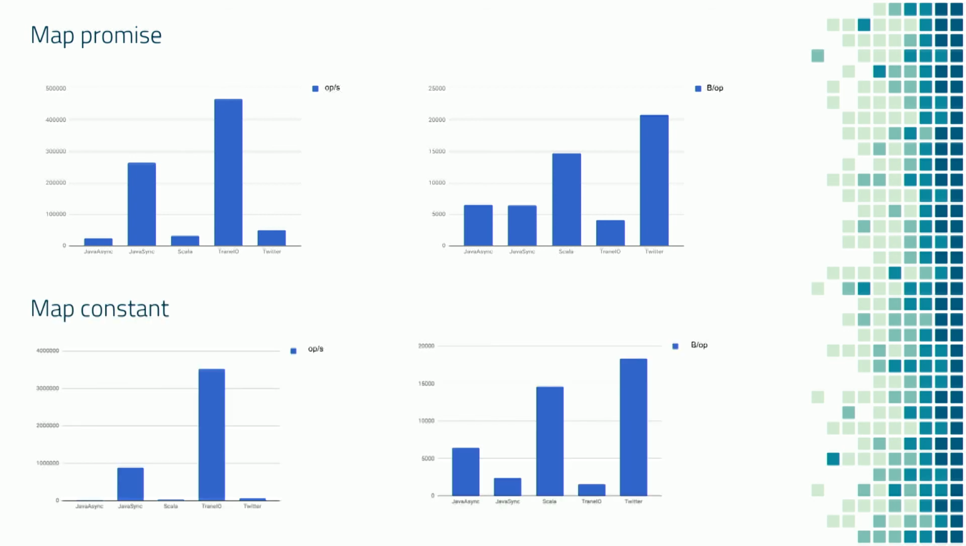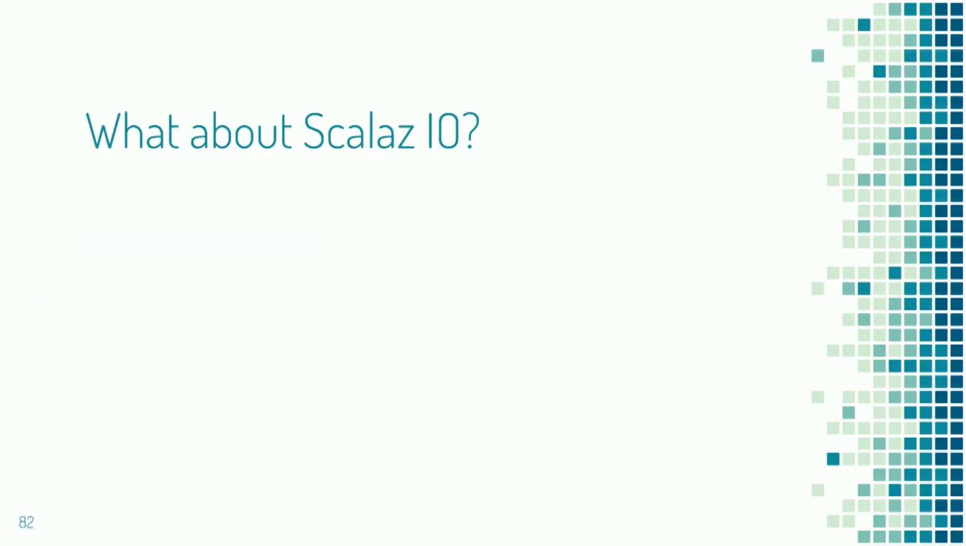And the other one is mapping a constant future. This is where the Trane.io implementation is much, much better. If you have a constant future, it can be much, much faster. As you can see here, it's orders of magnitude faster than the others. And allocation is also very low.